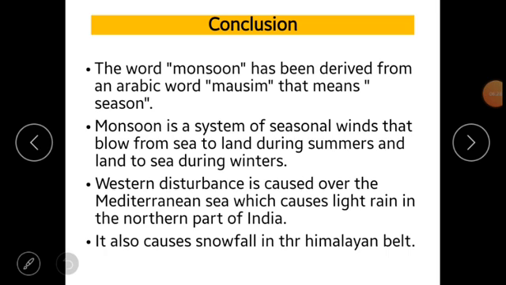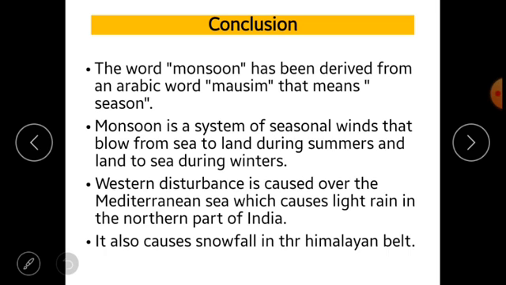So this is all about Indian monsoons, and we are pretty much done with the climate of India. There is only one topic that remains, which is the factors affecting the climate. We will discuss this in the next session.